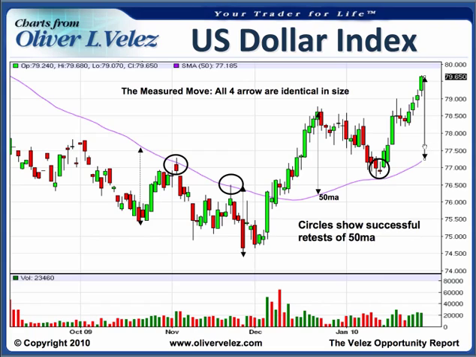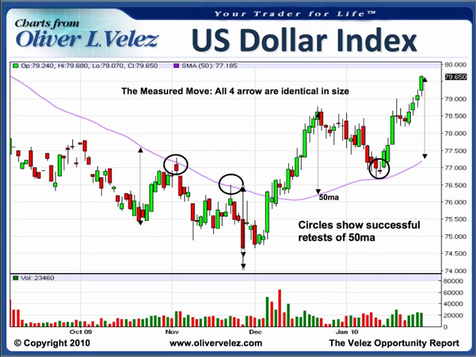So let's go over this once more. This arrow is the same as this arrow, is the same almost as this arrow, and we're a tiny bit off here, but nothing's going to be perfect. This is what I call the measured move.